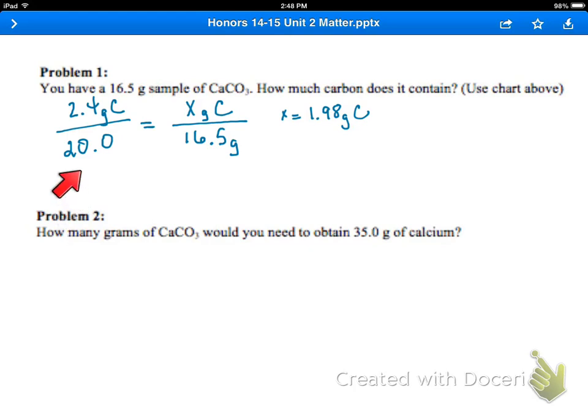So setting it up as a ratio, mass of carbon over the total mass, carbon is what we're looking for, which is X, divided by 16.5, which is our new total. Solving for X, we get 1.98 grams of carbon.